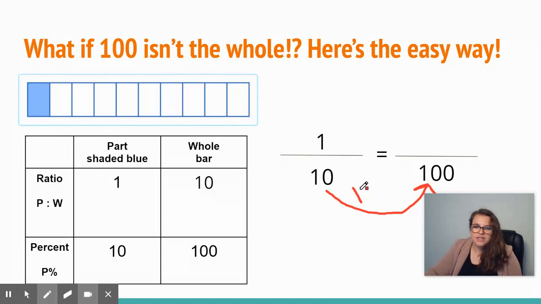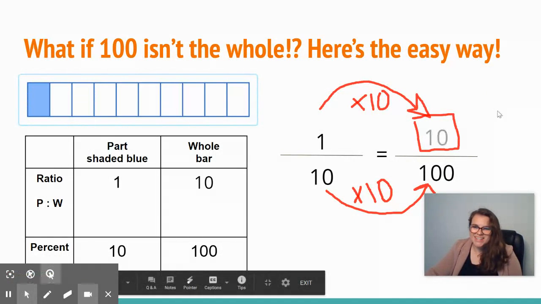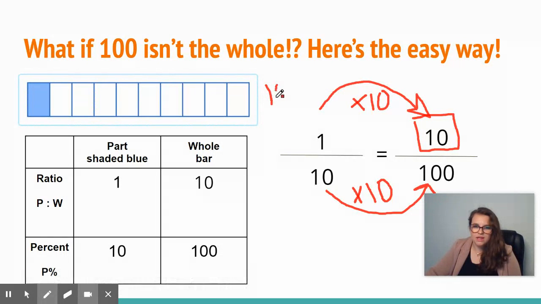I know that 10 times 10 will give me 100. So then to find this answer, I do the same thing to the top. All right, 1 times 10, because that's what we did at the bottom. And what does that give me? It gives me 10. So we got the same answer as we did when we used our ratio table. In both scenarios, if this is our model, the answer is going to be 10%.